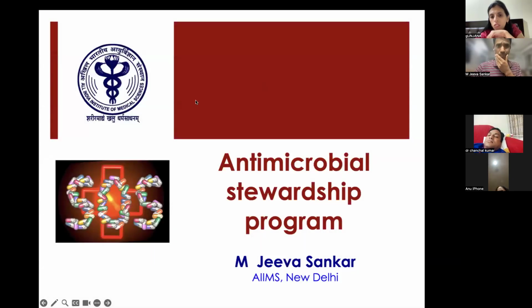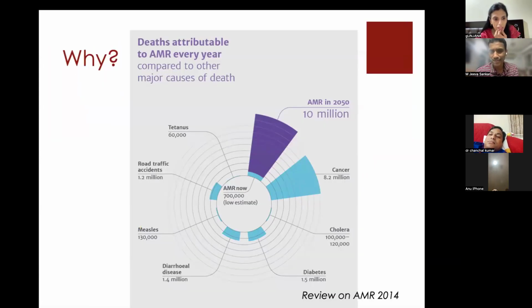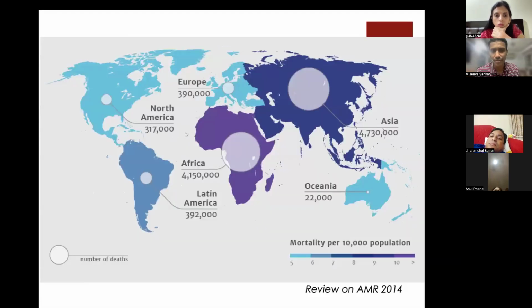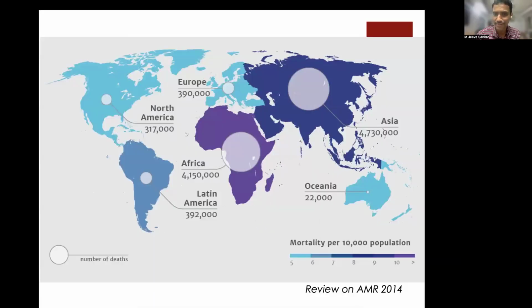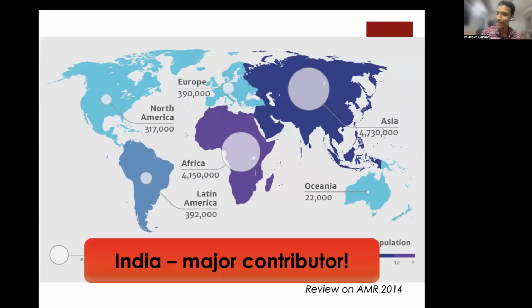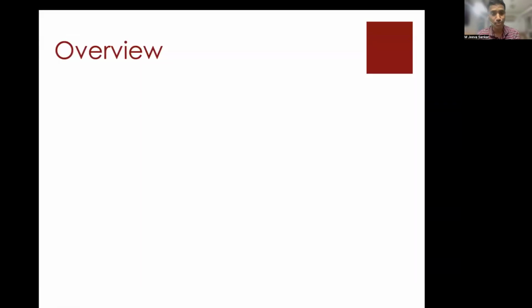Hello? Yes, sir. So the second part of my talk is on antimicrobial stewardship program. I will not talk about what we've already talked about, but more important is what I didn't talk about. Of the 10 million deaths, about 5 million deaths are going to be in Asia, of which we know that India will be the major contributor. If we are not going to do anything, by 2050, 10 million deaths every year are going to be due to AMR, of which a significant contributor will be India. So we need to do something about it.